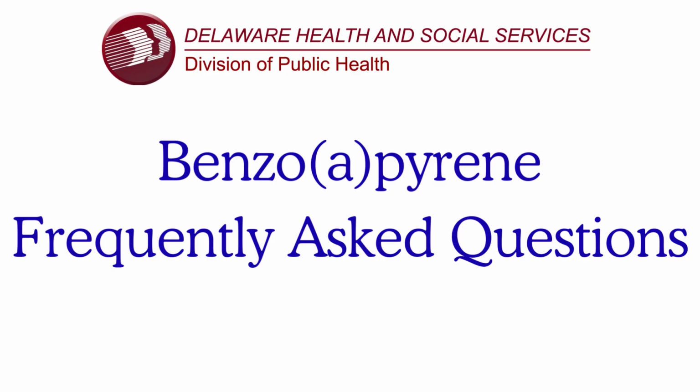What should I do if exposed to benzo[a]pyrene? Anyone who may have been exposed to high levels of benzo[a]pyrene should be removed from the source of exposure immediately. Clothing in contact with benzo[a]pyrene should be removed and discarded. Skin and eyes exposed to benzo[a]pyrene should be flushed with clean water for at least 15 minutes. Seek medical attention immediately.